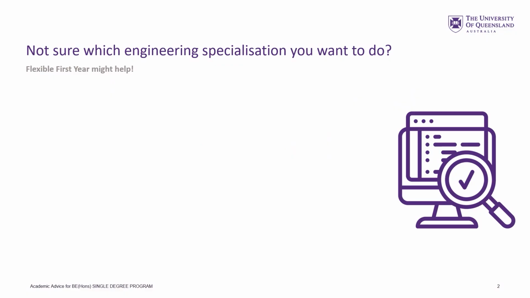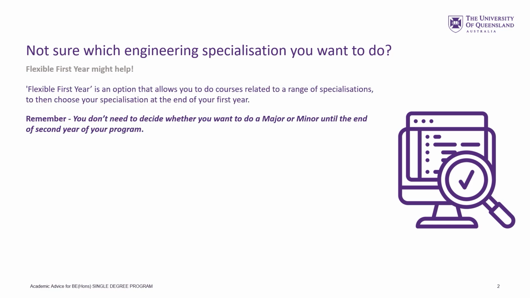Many students aren't sure which engineering specialisation they want to study. And our flexible first year allows you to do some courses related to a range of specialisations, and then you can choose your specialisation at the end of your first year of studies. Remember, you don't need to decide whether you want to do a major or a minor until the end of the second year of your program.